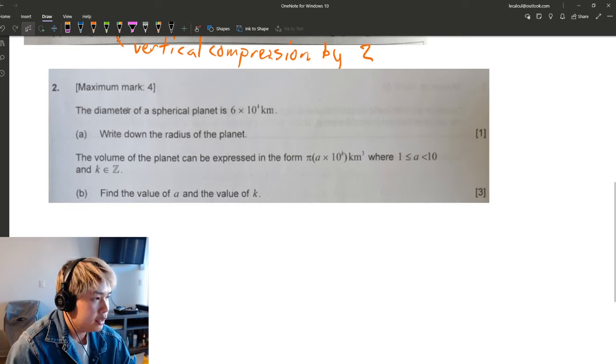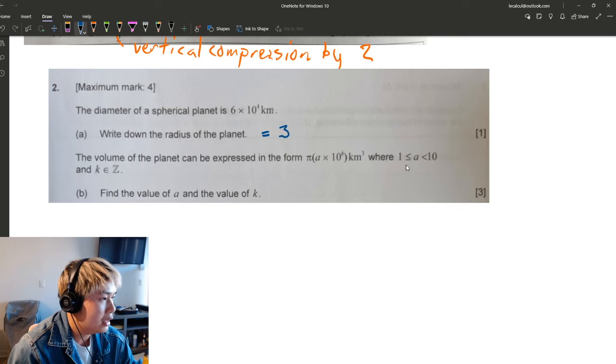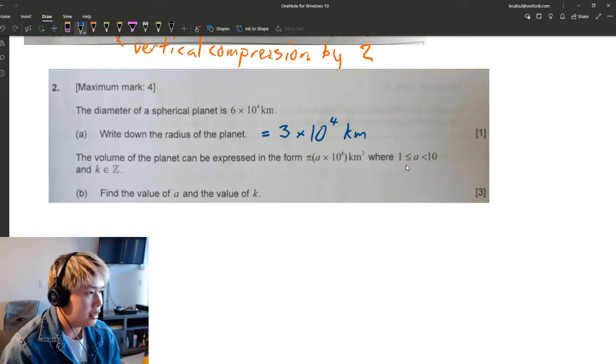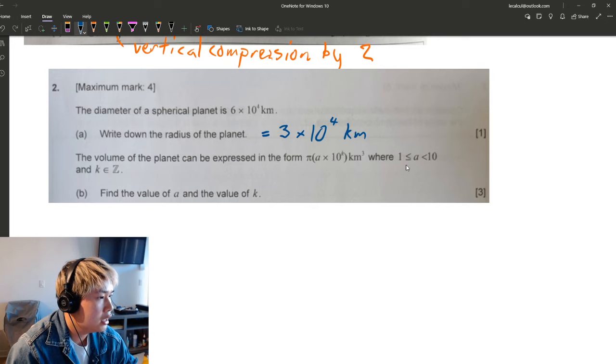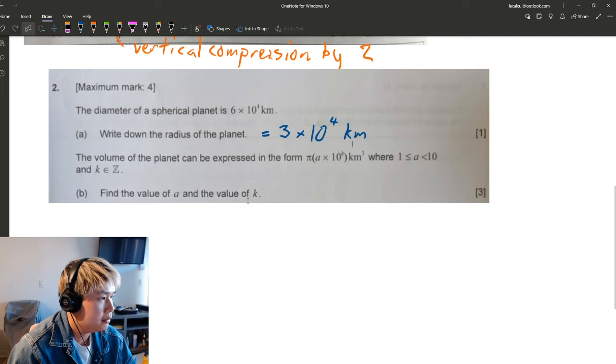What do we got? Diameter of some planet is 6 times 10 to the power of 4. Write down the radius. I really hope that this does get more difficult because this seems nothing to be scared of. Well, the radius is just half the diameter, so we'll just say 3 times 10 to the power of 4. And then the volume of the planet can be expressed in this form, where A is some value between 1 and 10, and K has to be an integer. Find the value of K.